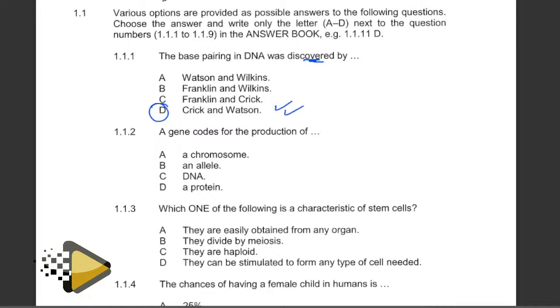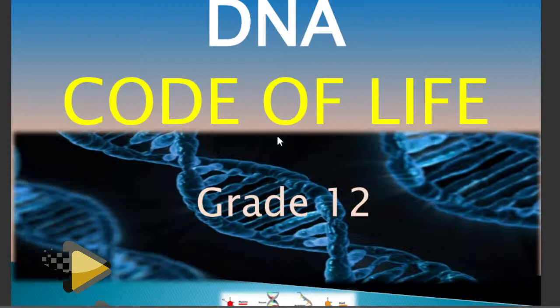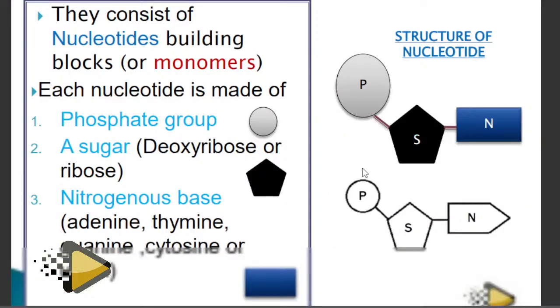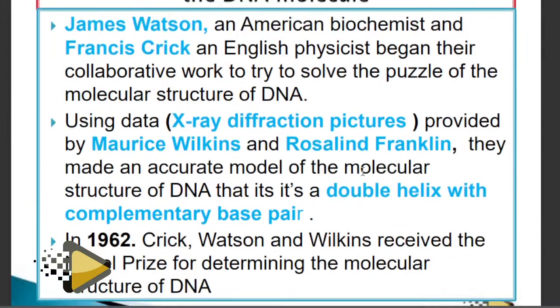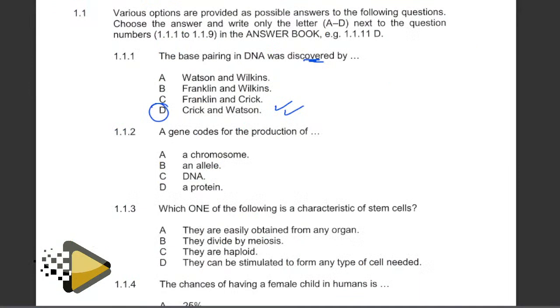I'm not going to go to the distinction material all the time, unless there is a challenging question where maybe you don't understand something, and then that's when I'm going to talk about the distinction material. So this is what you're talking about: James Watson and Francis Crick. Basically it is Crick and Watson. So number 1 is the answer.